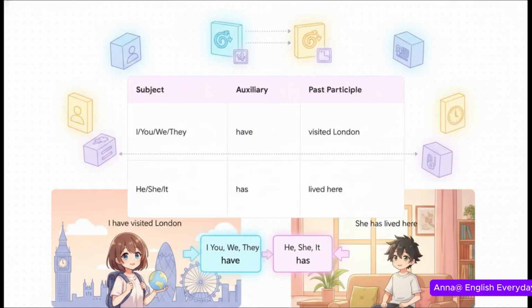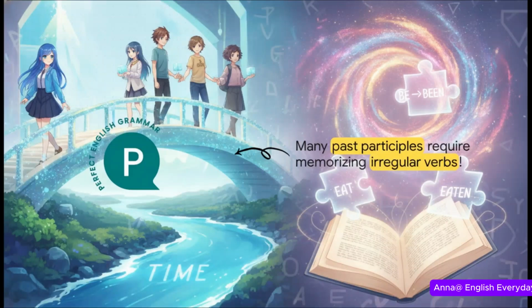See? If your subject is I, you, we, or they, you just grab have. If it's he, she, or it, you use has. Honestly, it really is that straightforward. Just plug your words right into the formula. Well, okay, there is one tiny catch.